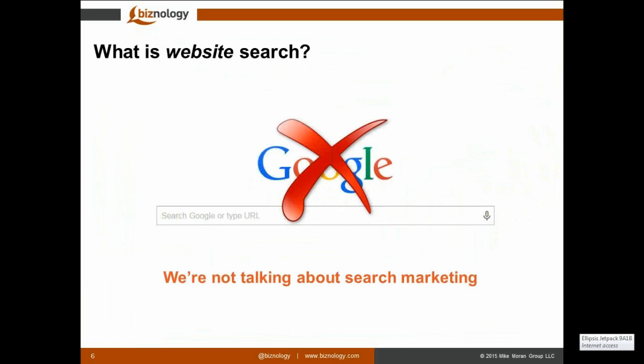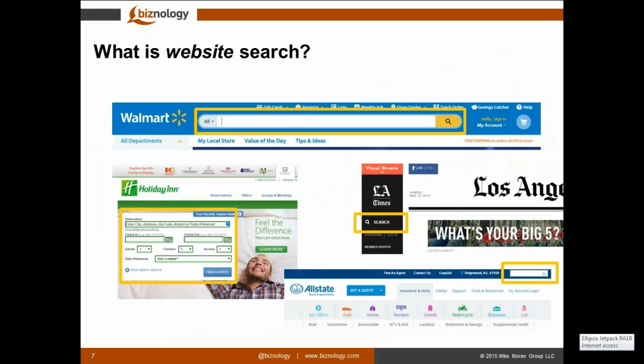So let's start out by asking ourselves, what is website search? Some people call it on-site search. We want to make sure we're not talking about search marketing, so we're not talking about how you get rankings in Google. What we're actually talking about is that pesky little box on your website. Often it's in the upper right-hand corner, like you see on the screenshot at the very bottom for Allstate, but you can have it at other parts of the screen as well, and it's making a big promise to your customers that says, type something in here, I'll find you something good.